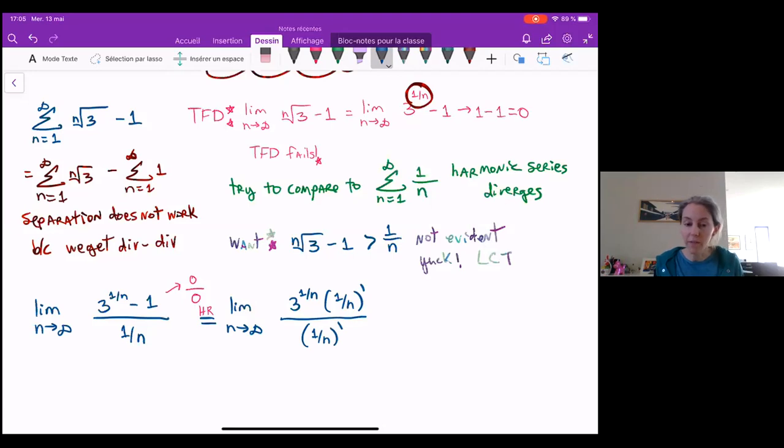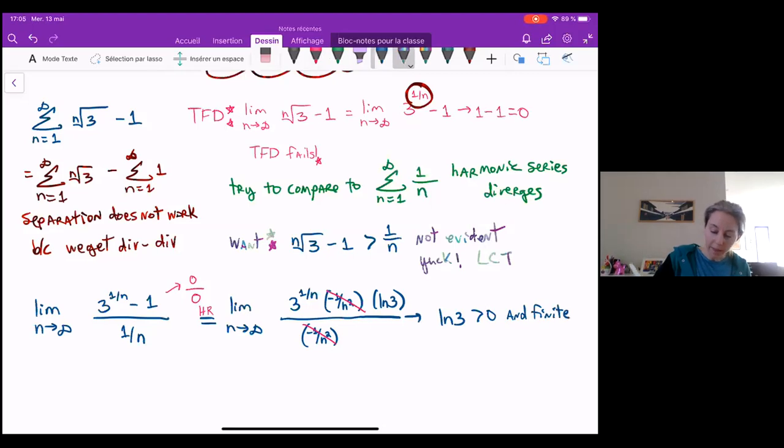I see that the derivative I have there on top and on the bottom are the same. Okay, so that said, I'm also going to need a ln 3 up here, and I am going to go back and we're actually going to find the derivative here. This will be negative 1 over n squared, negative 1 over n squared. And then these things right here cancel out, and this limit is approaching ln 3, which is bigger than 0 and finite. So by the limit comparison test, both series are doing the same thing.